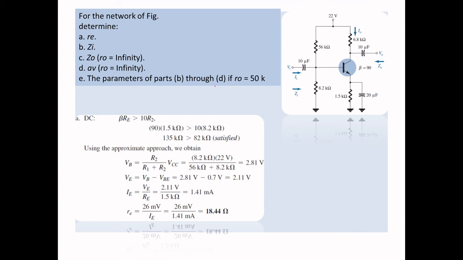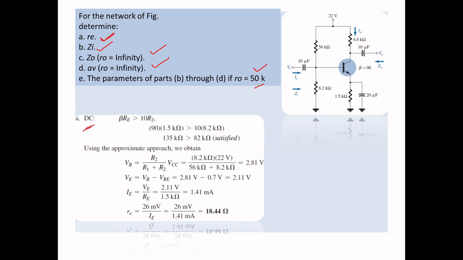Same we are going to see now. So it's a problem relevant to the divider biasing. Given this circuit, the supply is 22. We want to find emitter resistance, input impedance, output impedance, and voltage gain. Then you have to repeat including R naught of 50 ohms.